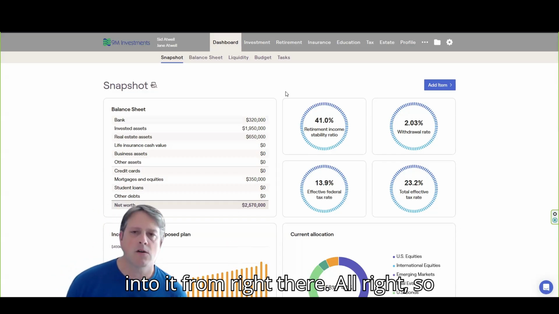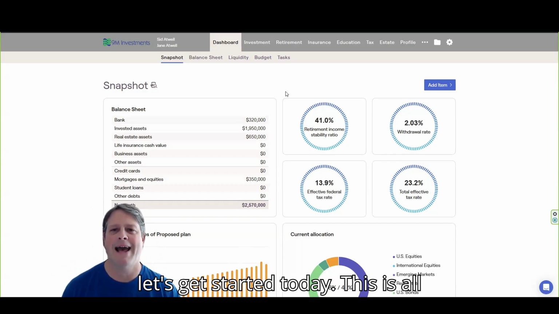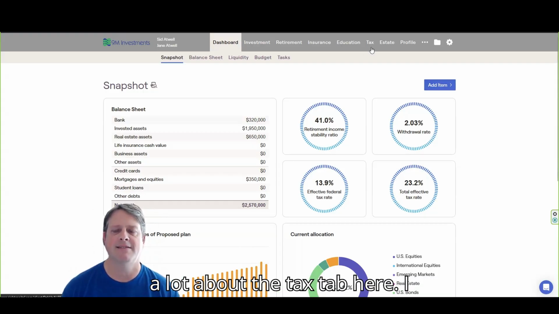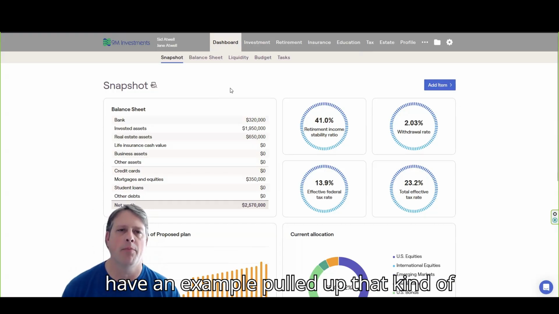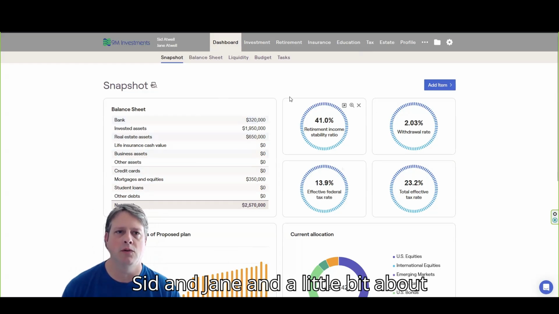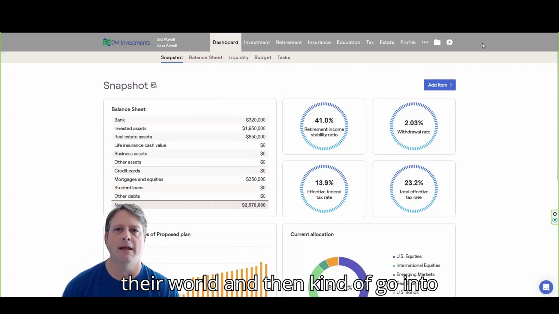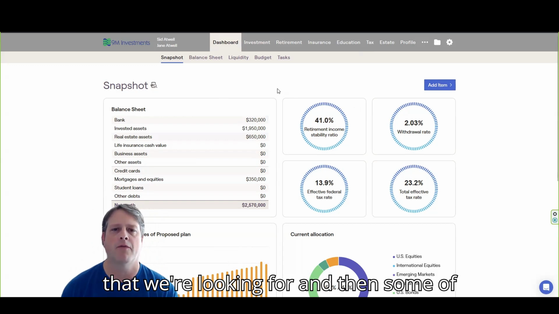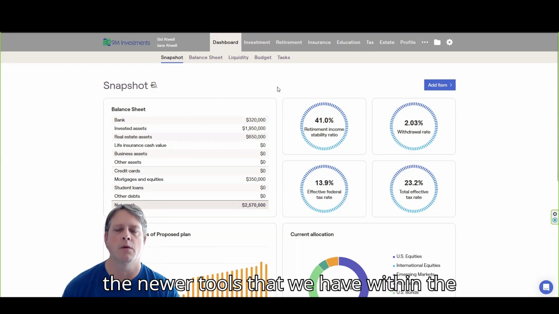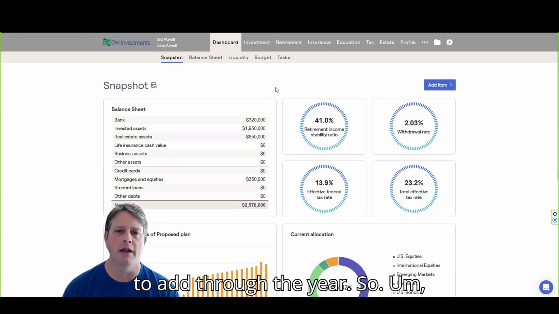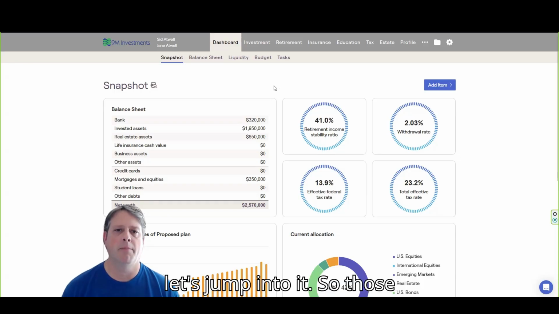All right, so let's get started today. This is all about taxes. And so we're going to talk a lot about the tax tab here. I have an example pulled up that'll kind of work through. So I'll introduce you to Sid and Jane and a little bit about their world. And then kind of go into the tax tab, the things that we're looking for, and then some of the newer tools that we have within the tab that RightCapital has continued to add through the years. So let's jump into it.